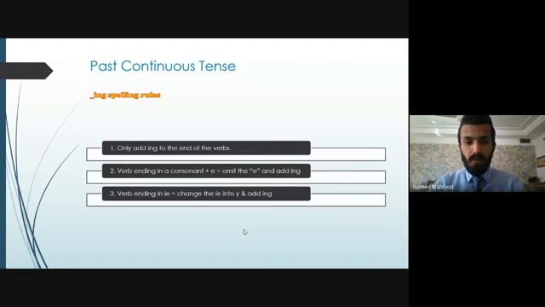The third rule is when we have a verb that ends in the letters IE, so in this case we have to change the IE into Y. If we have a verb that ends in the letters IE, like die for example, in this case we change the IE into the letter Y and then add ing.